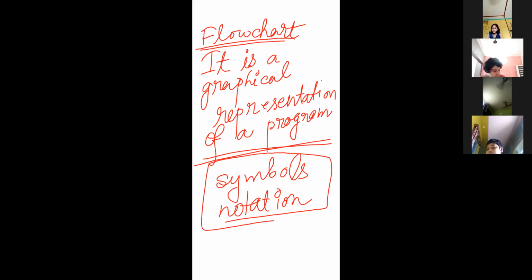Okay, look at this. Now, symbols or notation. One is oval shape, another is rectangular. Ma'am, it is quadrilateral. Quadrilateral means it is a bounded figure with 4 sides.